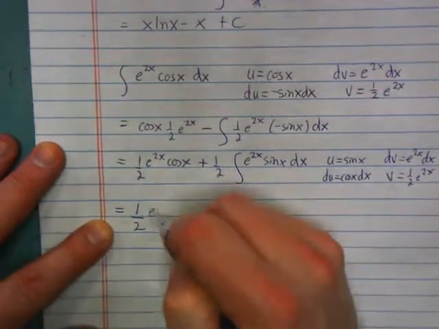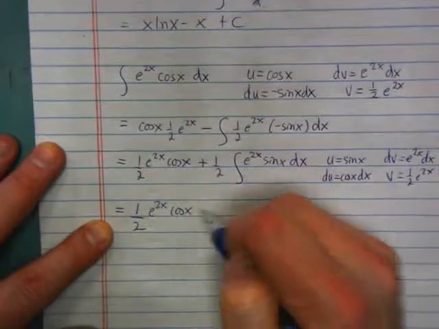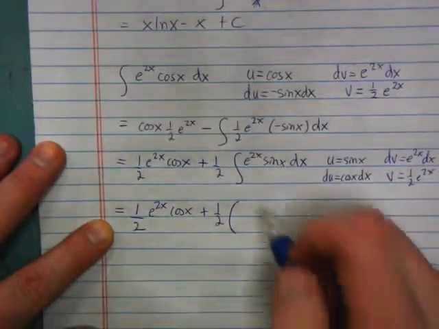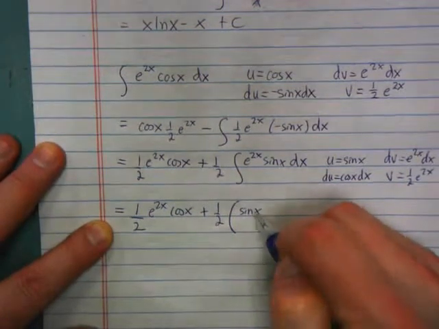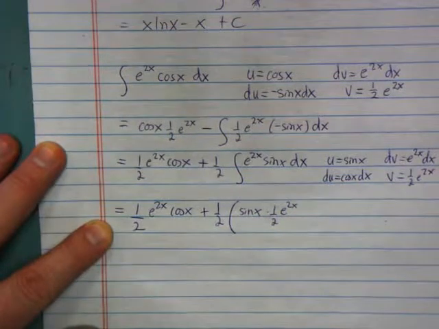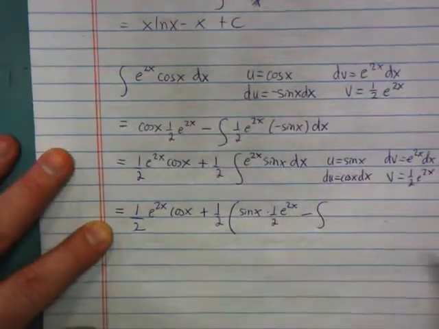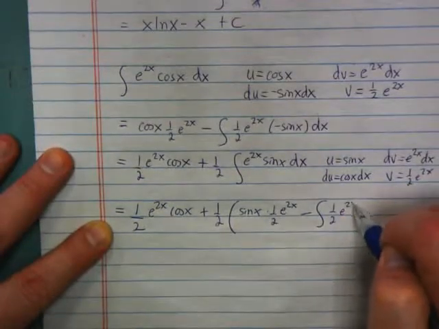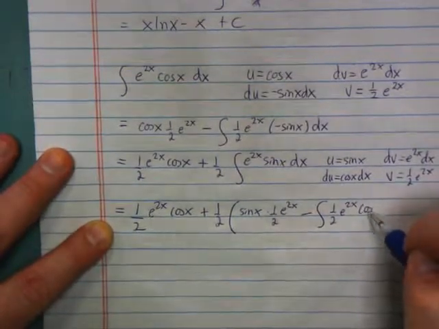1/2 e to the 2x cosine x plus 1/2 times u times v. That's a sine x and a 1/2 e to the 2x, minus the integral of v, which is 1/2 e to the 2x, du, which was cosine x dx.